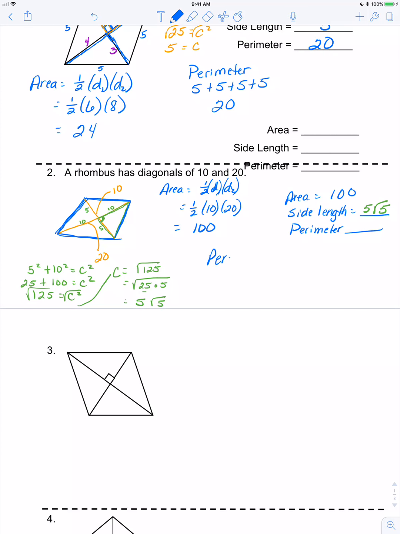Now the perimeter, or all those sides added together, which, if you just notice, is also 4 times whatever that side length is, 5 square roots of 5, which makes that 20 square roots of 5.